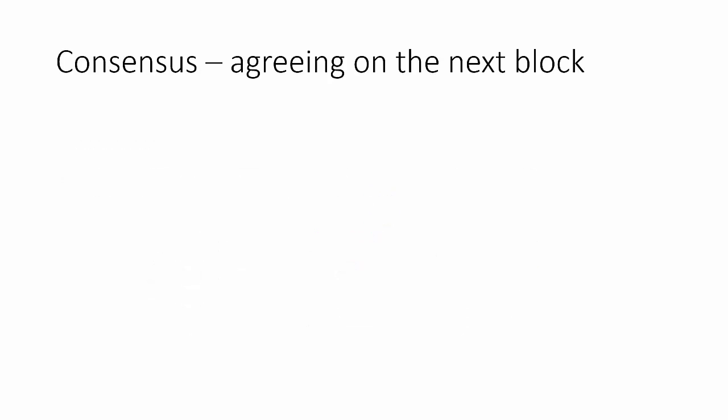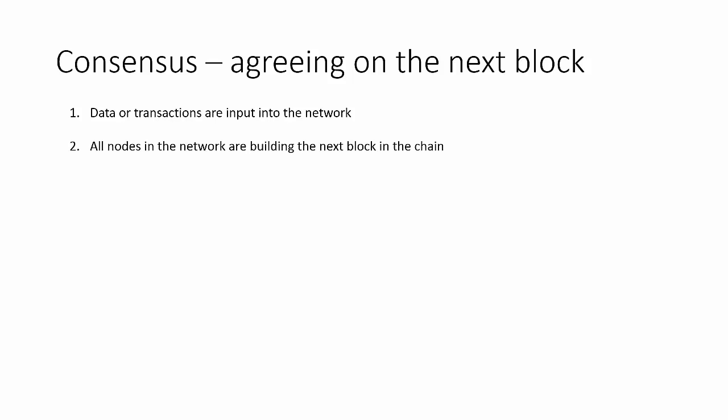As there is no special node or boss to determine what each block will look like, a consensus model is needed. We will look at the steps involved here in general terms. More detail will be presented in another lecture. Let's assume there is a mechanism to get data or transactions into the network starting from some node or nodes. All nodes are constantly building what they see as the next block with the data they have.